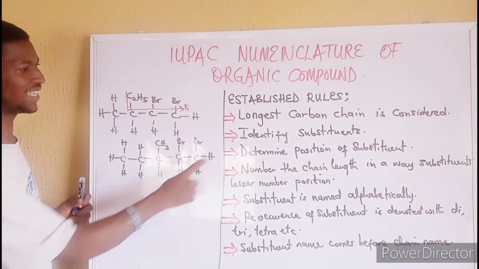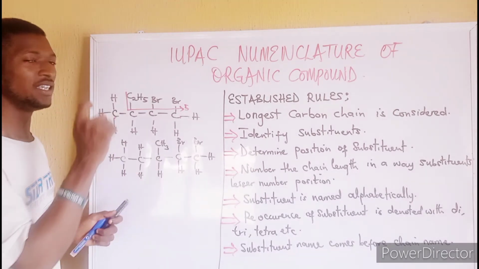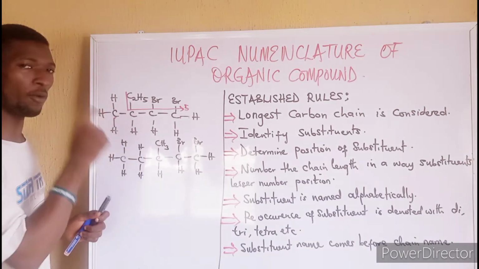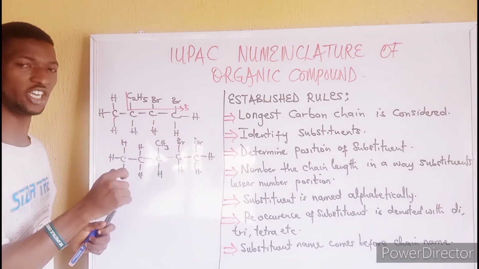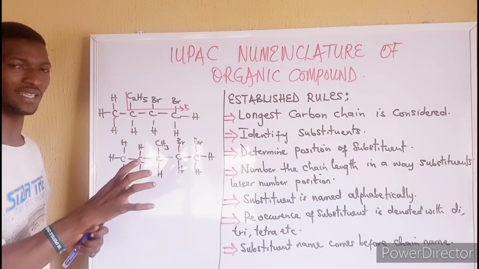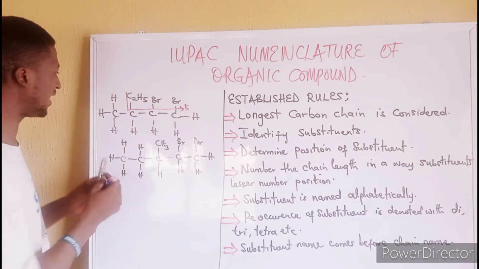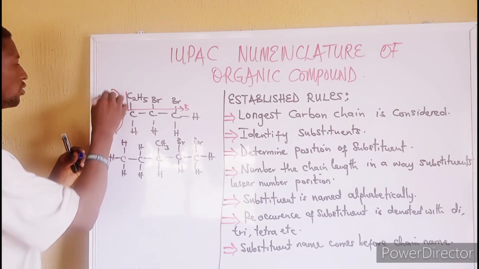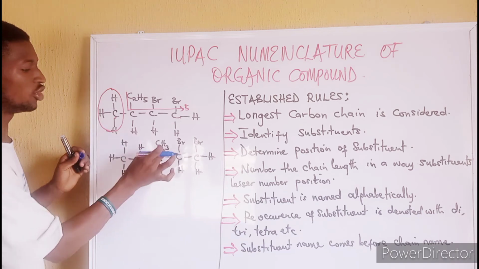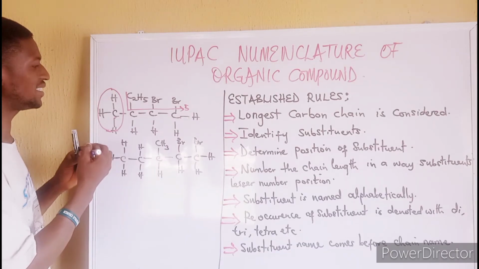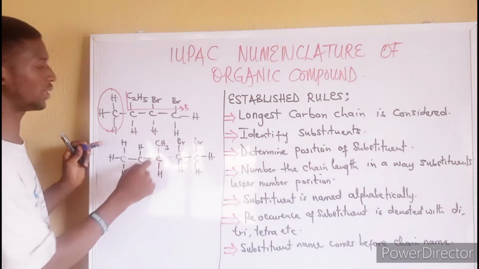Now the next rule states that we identify the substituent. Now what do we mean by identify the substituent? The meaning of this is that the carbon atom which is not included in the chain will be used as a substituent. That is, it is not taken as a member of that chain anymore. So here now we have this particular carbon. This particular carbon here was not included in the chain, so it is taken as a substituent. So this is a substituent, which is CH3. It's taken as a substituent.